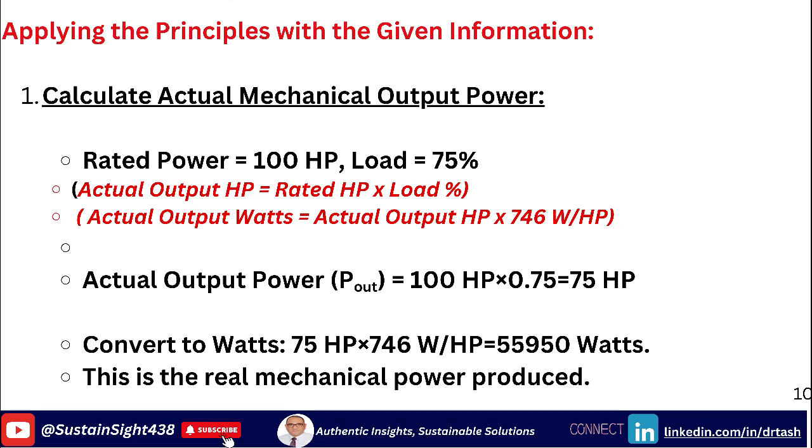We always start with what the motor is doing mechanically. The HP rating is the motor's maximum capability. Our motor is running at 75% of its 100 HP rating. So, the actual mechanical output power is 100 HP times 0.75, which equals 75 HP. Now, we need this in watts for our electrical calculations. Remember our conversion. 1 HP equals 746 watts. So, 75 HP multiplied by 746 watts per HP gives us 55,950 watts. This 55,950 watts is the real mechanical power output of the motor at this load.